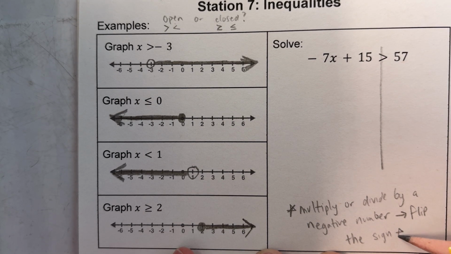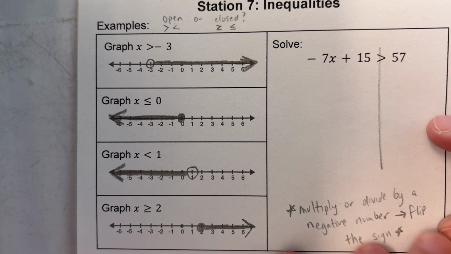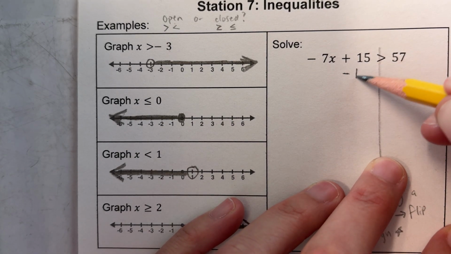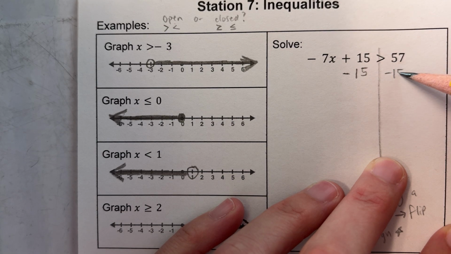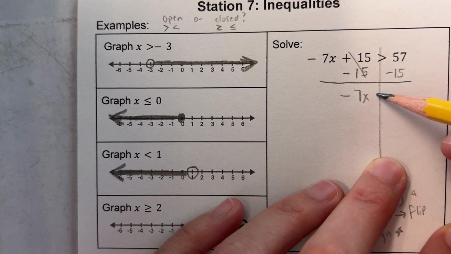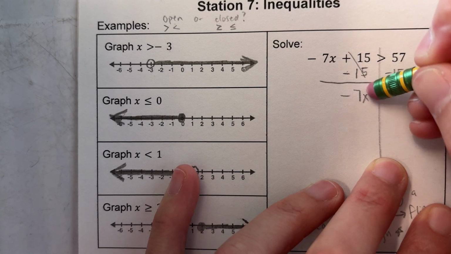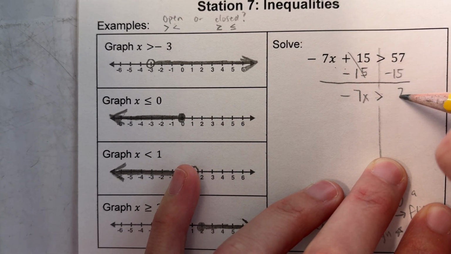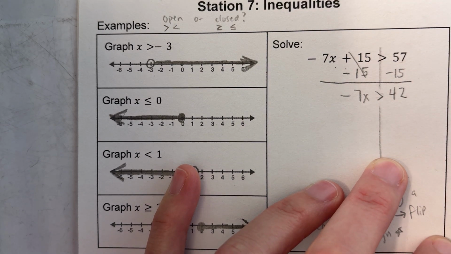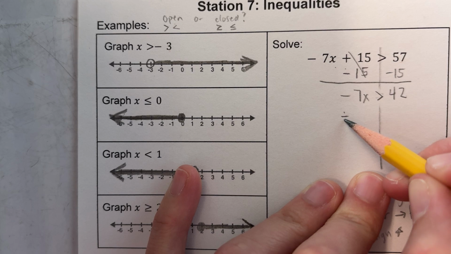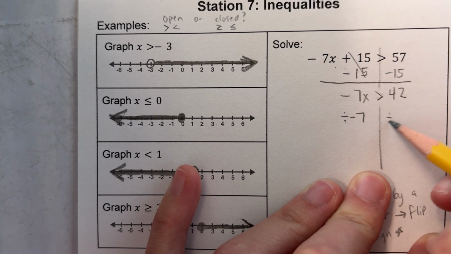Let's see if we end up multiplying or dividing by a negative number in this problem. I'm going to try to get x by itself. First, I'm going to get rid of the plus 15 by subtracting 15. Bring down -7x is greater than 42. Now I need x by itself. x is being multiplied by -7. I'm going to divide by -7.